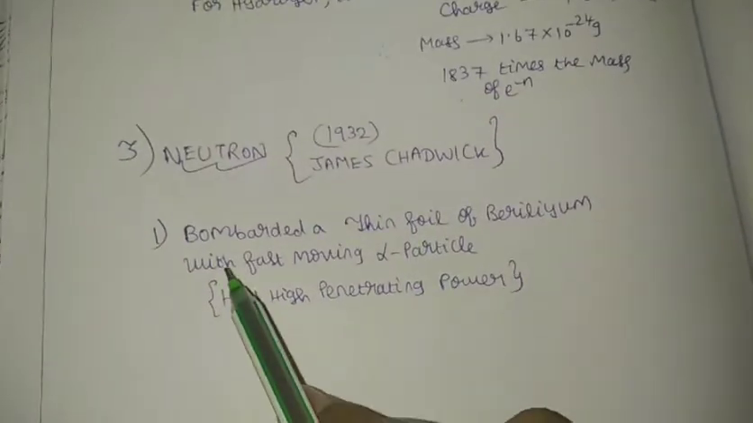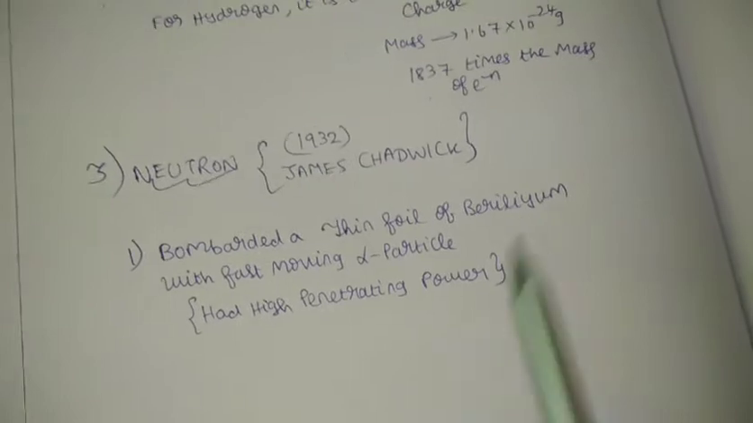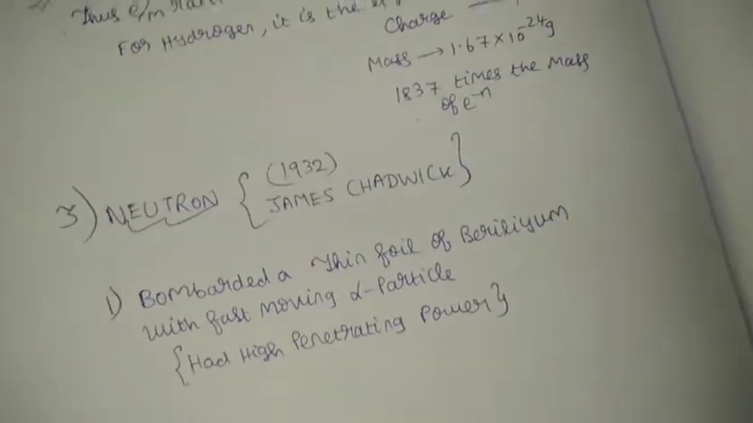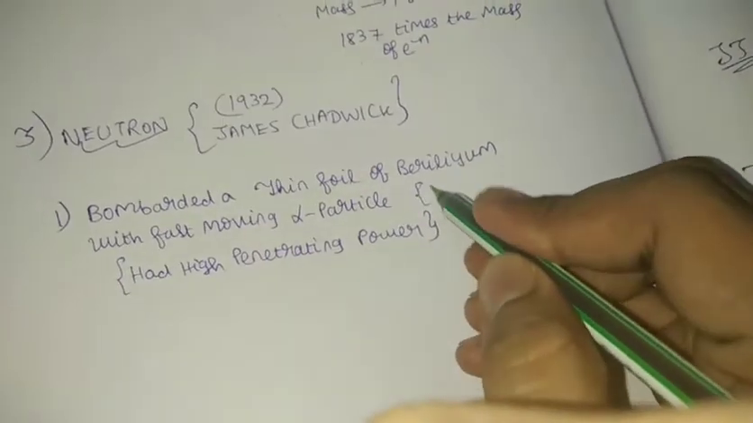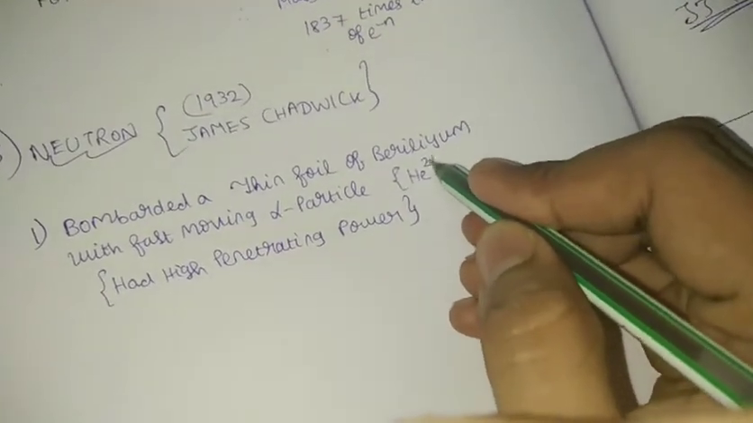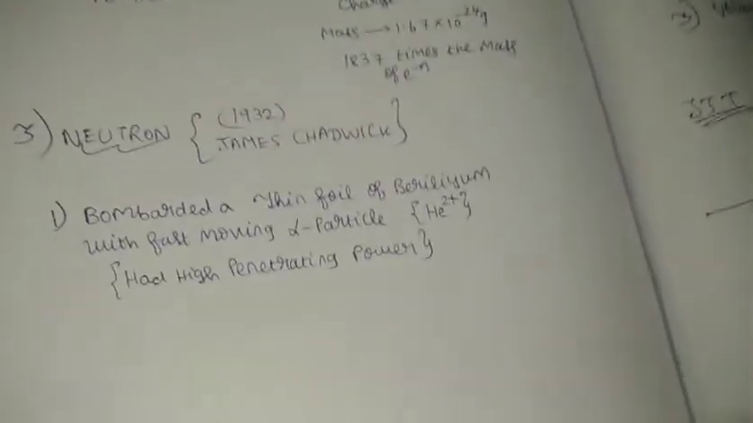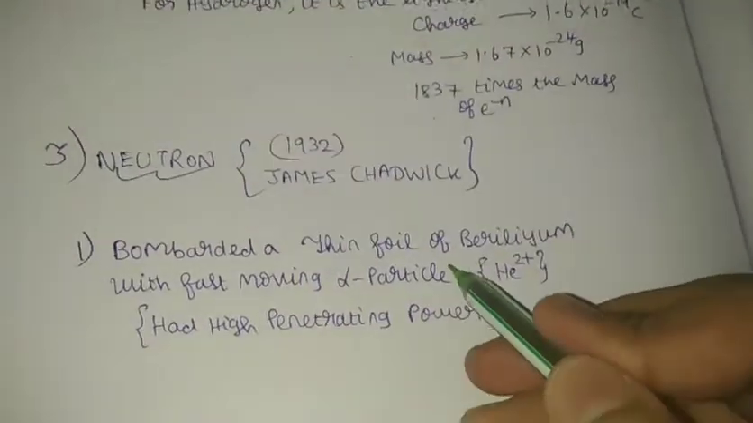The neutron was discovered, as I said, by James Chadwick in 1932. He did a simple experiment by bombarding a thin foil of beryllium. Beryllium is, after hydrogen, helium, lithium, the fourth element in the periodic table. He bombarded it with a fast moving alpha particle. The alpha particle is what? It's a helium ion that has lost 2 electrons. Helium has only 2 electrons; it loses them to gain a 2+ charge. This is the alpha particle.